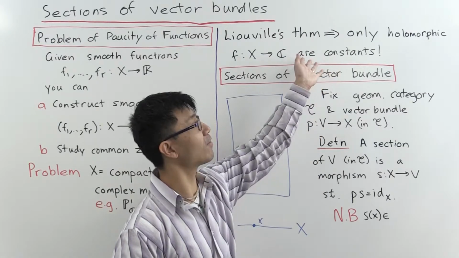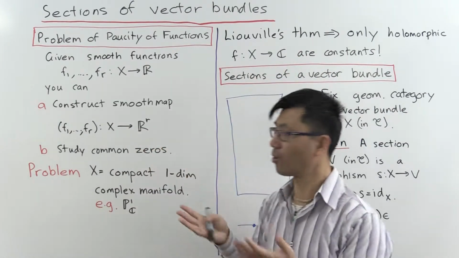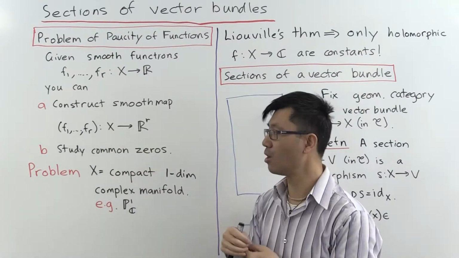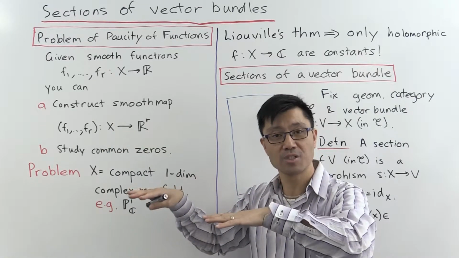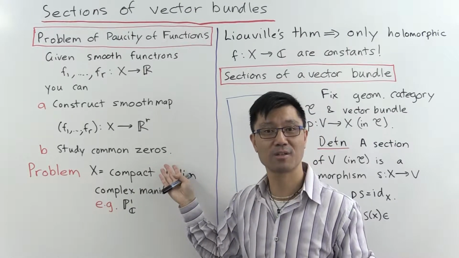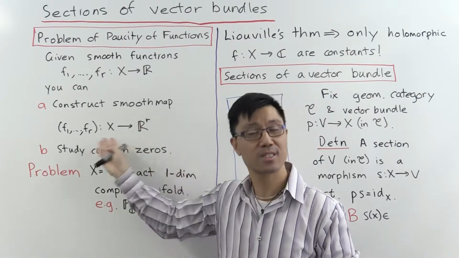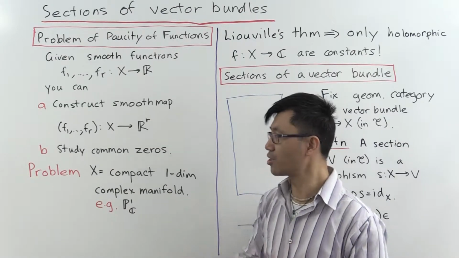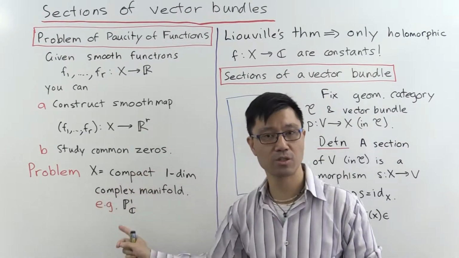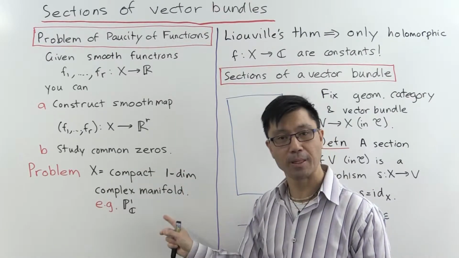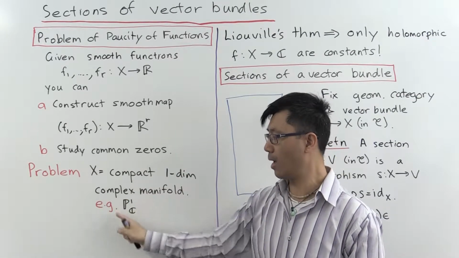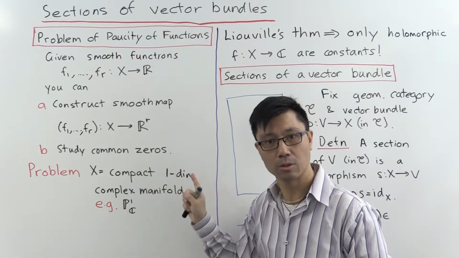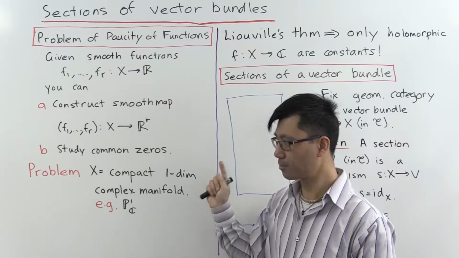If the only holomorphic functions you have are constants, well, the constant could be 0, in which case the common zero is going to be all of X, or it could be a non-zero constant, in which case there are no zeros. So there are no interesting subvarieties of X if you look at holomorphic functions. So this is the problem of paucity of functions, which occurs typically in projective geometry, and also, as you can see, when you study compact complex manifolds.